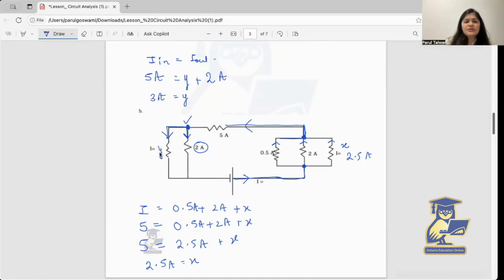So this is the unknown current. In this branch 3 ampere current is flowing. In this branch 2.5 ampere is flowing, and the total amount of current that we have seen here would be 5 ampere. So this is how we have to apply KCL while solving for current distribution in different circuits.